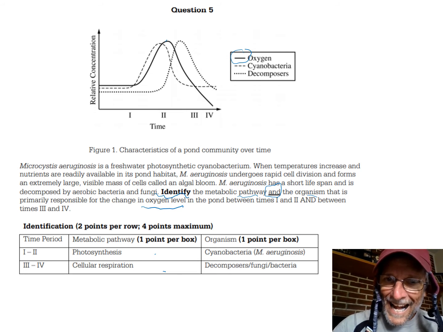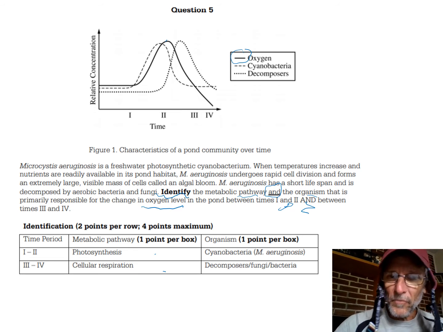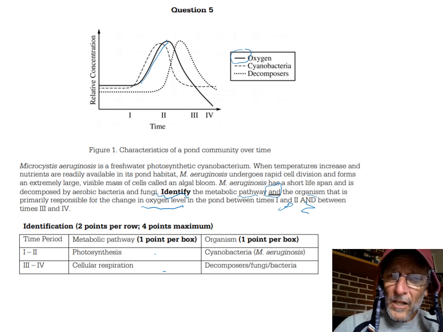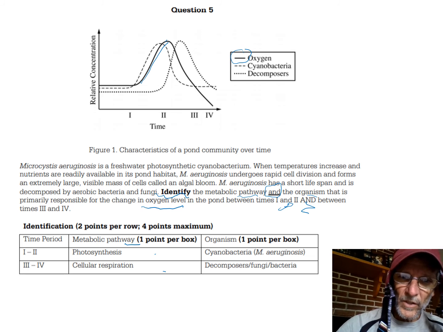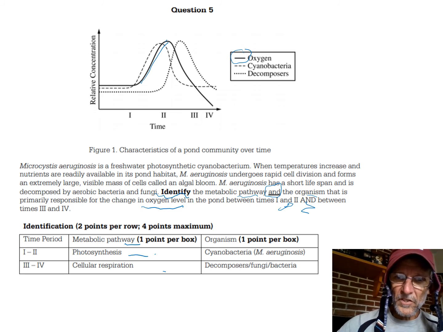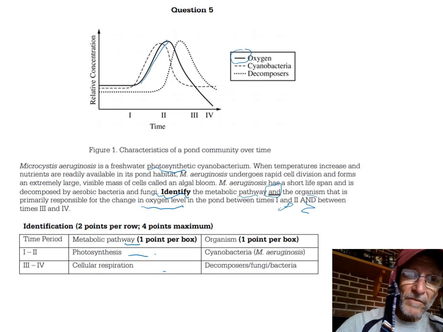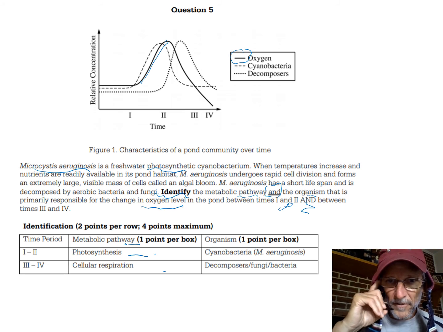Between times 1 and 2, and between times 3 and 4. There's a couple of ands here that you need to obviously pay attention to get all your points. So here, notice, right, this is the scoring rubric thing. Between time 1 and 2, what's happening to oxygen, solid line, it's increasing, right? This is the only biology they need you to know here, is that photosynthesis produces oxygen. So what pathway would explain that increase? Photosynthesis, right? And which organism is doing that? The ones they told you were doing photosynthesis, and that's those things, right?